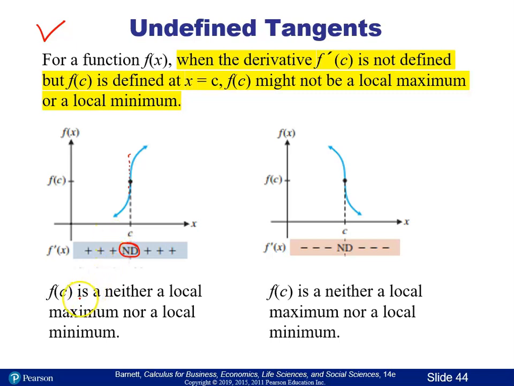So in this case, f of c is neither a local maximum nor a local minimum because we don't have the sign change and it's not defined. Same thing here, we're going with two negatives, so there's a vertical tangent line, and that's why the derivative is not defined.